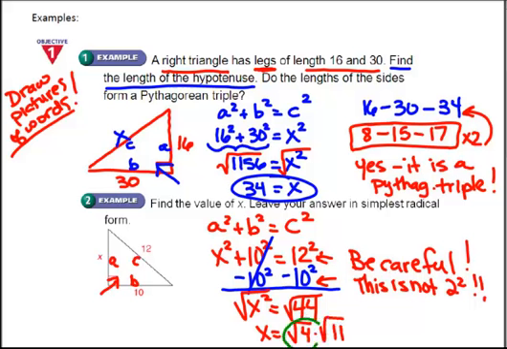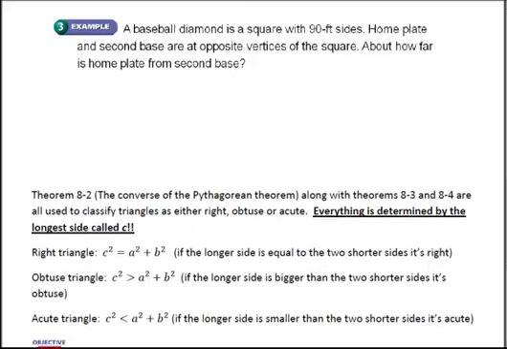All right, a couple more examples to get through. Let me clear this ink. Next page. Example number 3. Notice this is a word problem, so we're going to draw a picture to represent the words. A baseball diamond is a square with 90-foot sides.